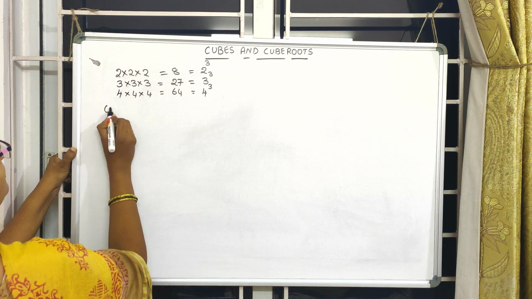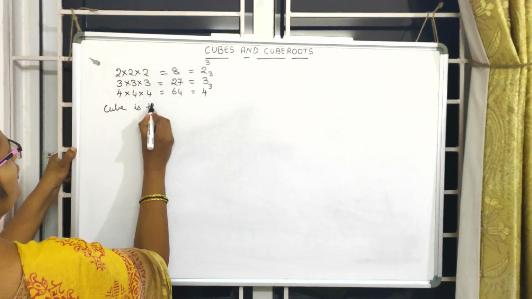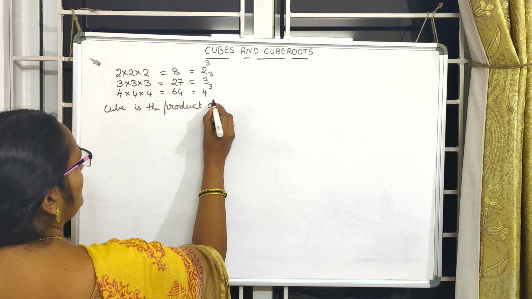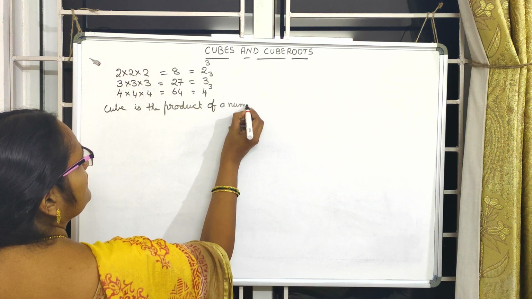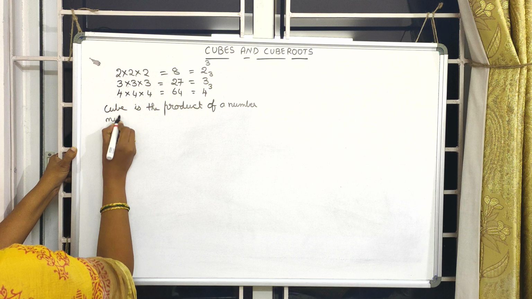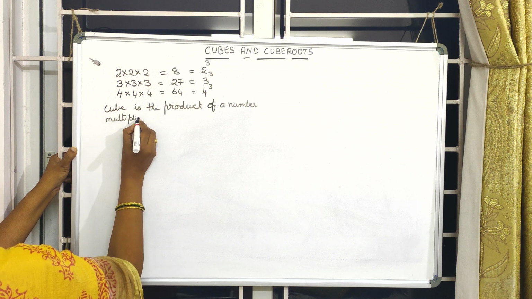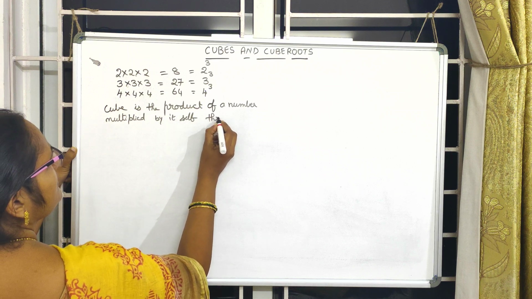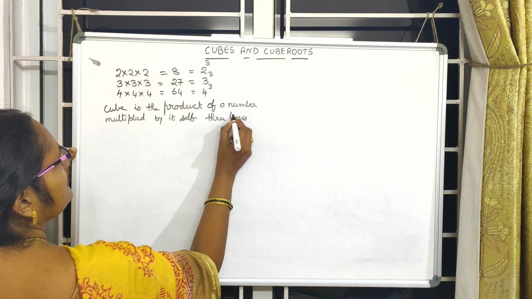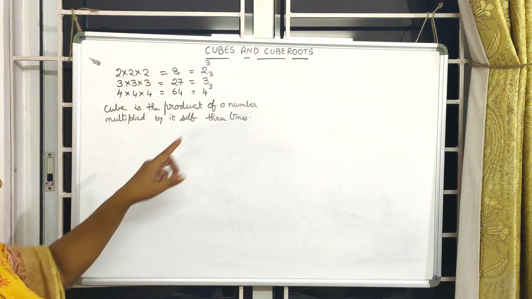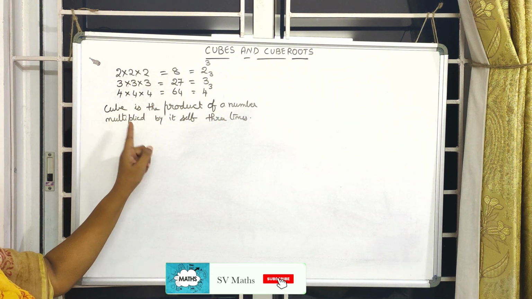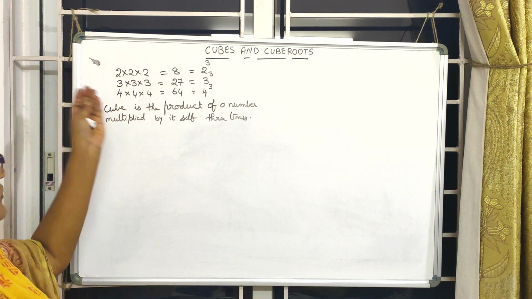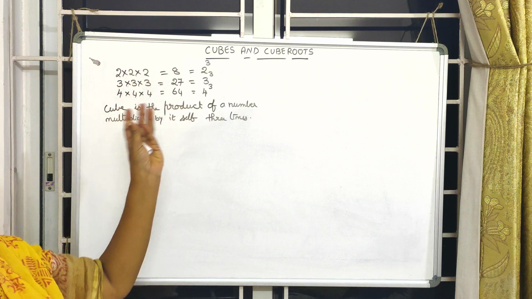Cube is the product of a number multiplied by itself 3 times. Clear? So cube is the product of a number. Any number you take, you multiply the number by itself how many times? 3 times. Then we will get the cube. So 4 cube, 5 cube, 6 cube, like that it is.